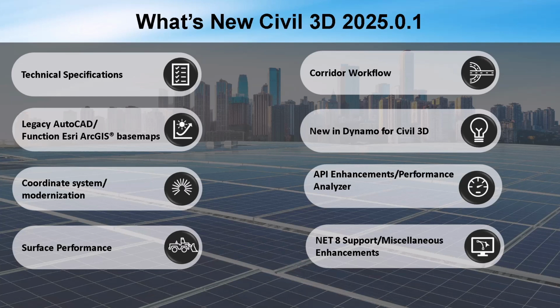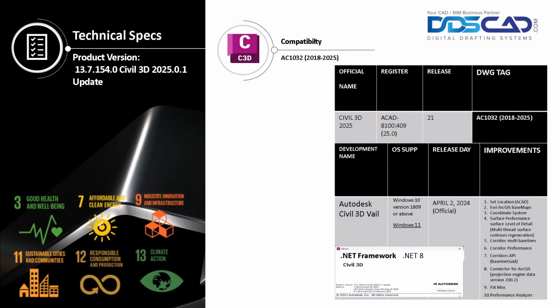The Dynamo Core for Civil 3D was included in the .NET 8 theme. Similarly, the enhancements in the APIs, while also moving towards .NET 8, are experiencing improvements and progress. We possess a Performance Analyzer, a set of adjustments that have been developed specifically for this version. Let us commence with the technical subject matter.